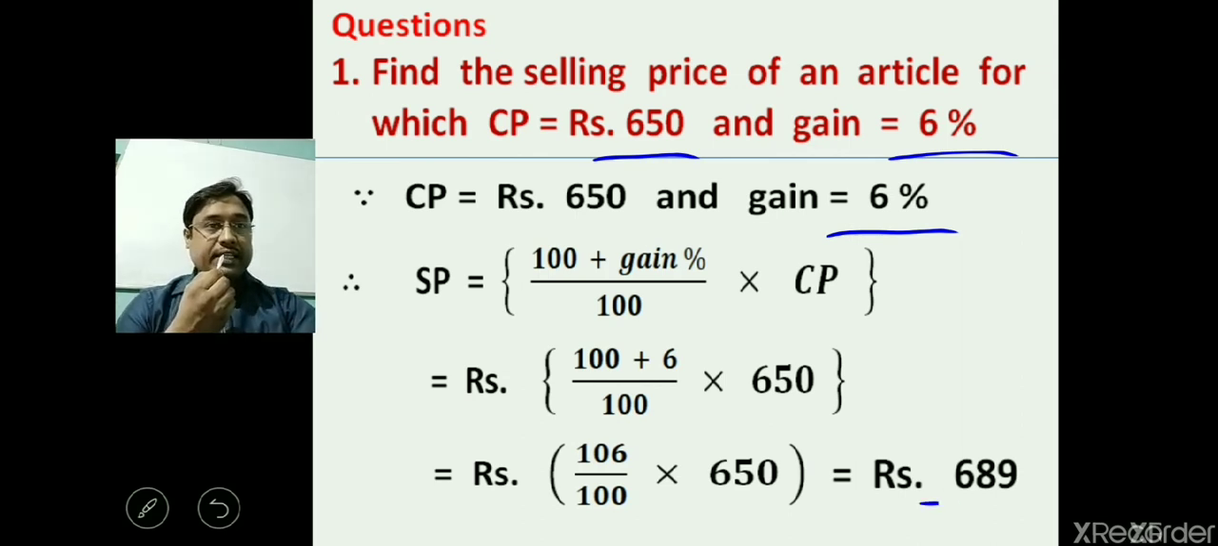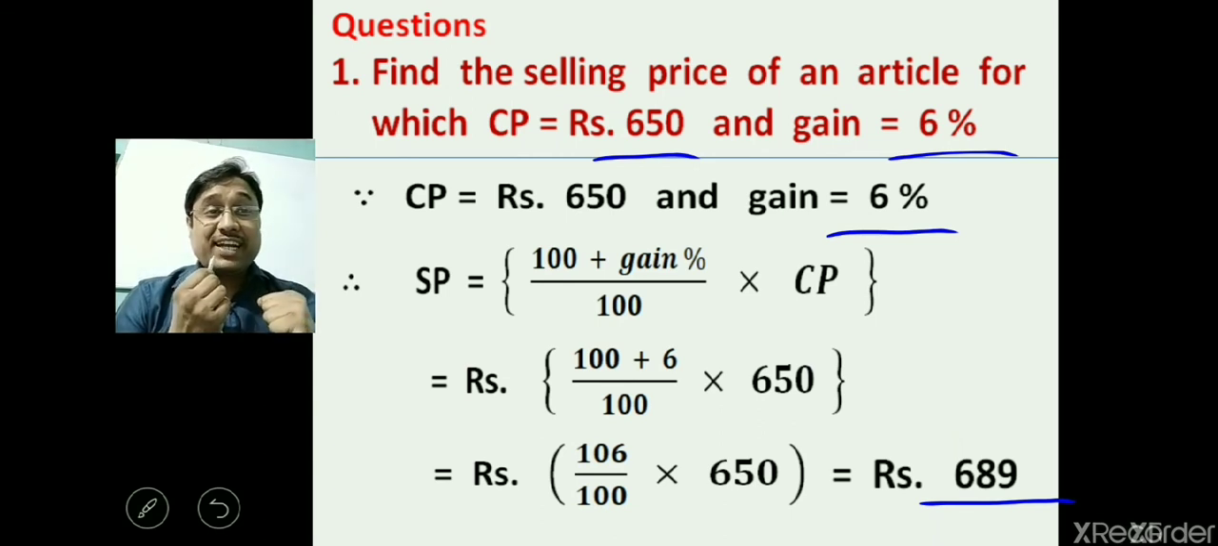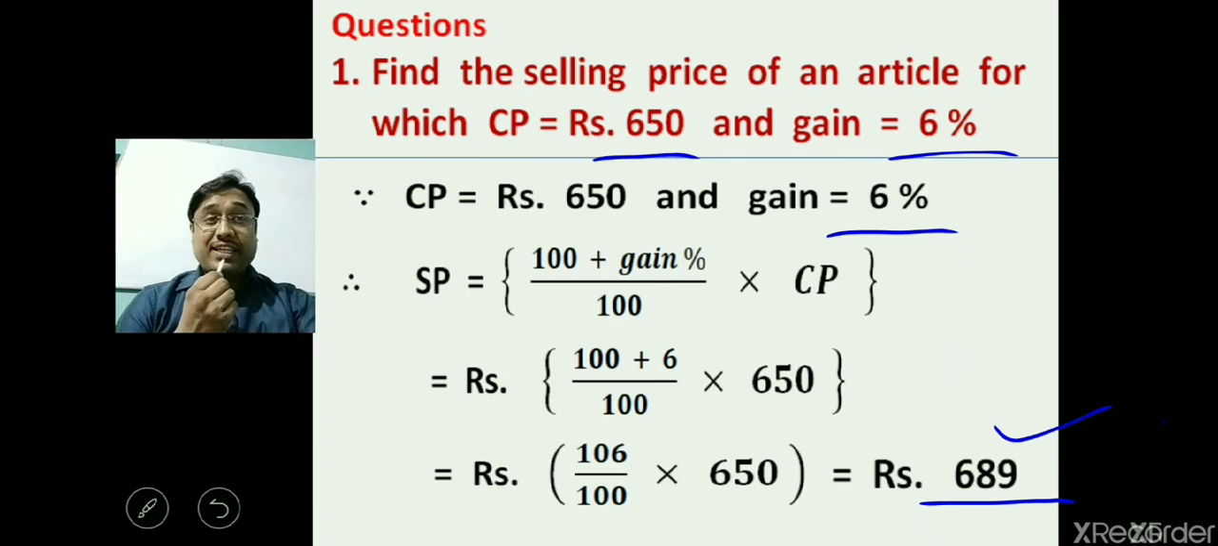Then in that case, see here there is a gain of 6%, so surely the selling price will be greater than the cost price. That's why here the selling price is 689, which is greater than the cost price 650. Because it is the case of gain, it is sure that the selling price will be greater. In case your answer is coming less than the CP, that means anywhere you have made a mistake.